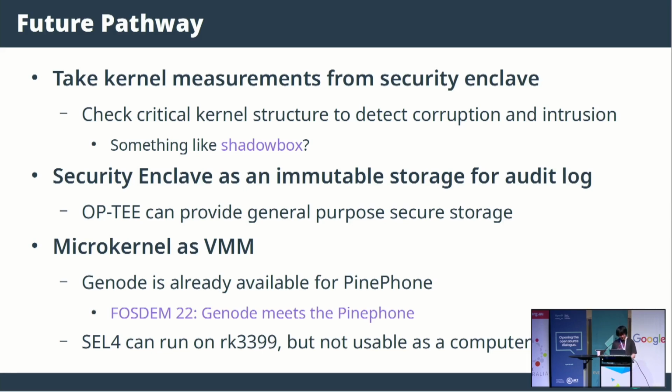So some further pathways include maybe we can take kernel measurements from the security enclave itself. We can define a memory firewall policy to allow the security enclave to access all the non-secure world memory, and then take kernel measurements from there. For example, we can monitor certain critical kernel structures to make sure that those are not altered during runtime. And if there is a security alarm, for example, if a critical part of the memory section becomes corrupted, the security enclave might be able to shut down the system or at least issue a warning.